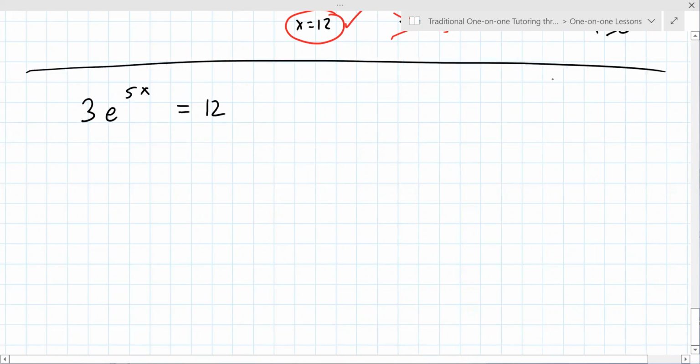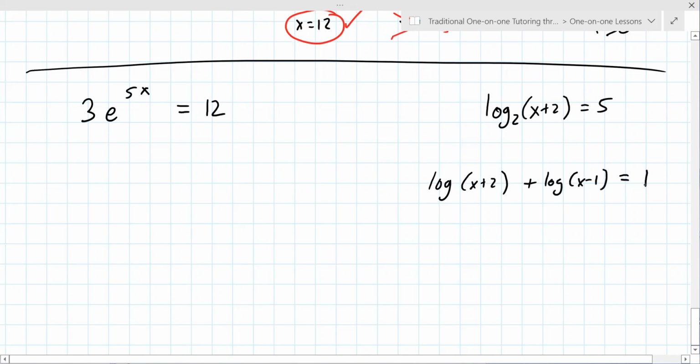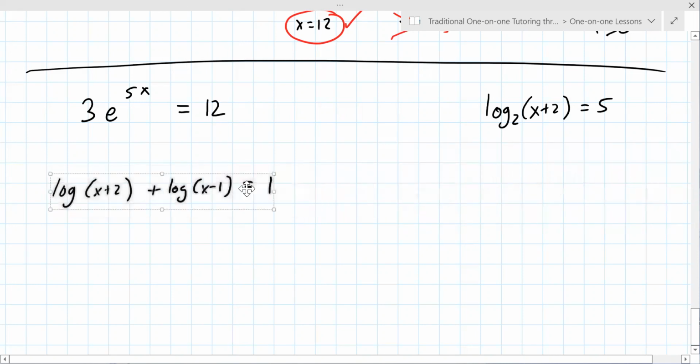And then log base 2 of x plus 2 equals 5. Like this? Yeah. And then the last one, I have one more. Yep, keep going. Log of x plus 2, like no base, plus log of x minus 1 equals 1. Like this? Okay, that's it. Yep. Perfect. Okay, we should do this one first, the last one, just because it's most like it.